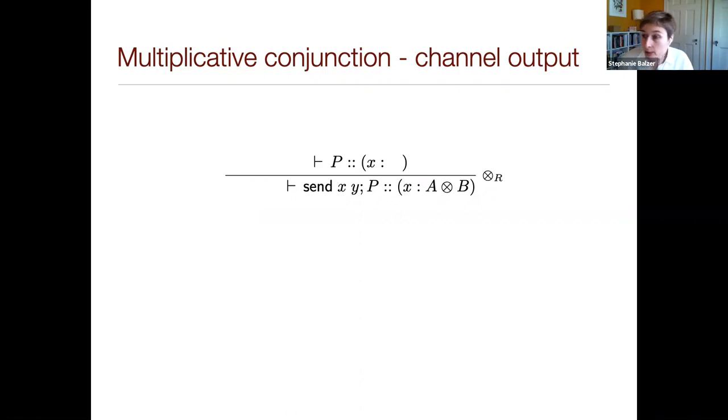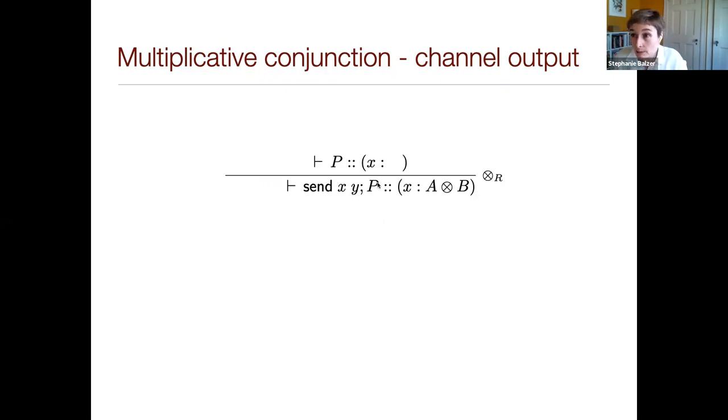Okay, so here we have the channel output. It means we have a process, this program here. And as you can see, the first thing this process is going to do is send along its offering channel X a channel Y. So you read this as: send along X, Y, and then it continues as P.